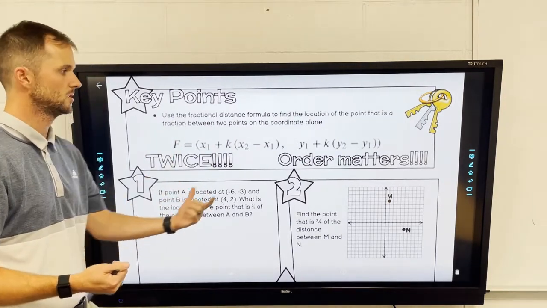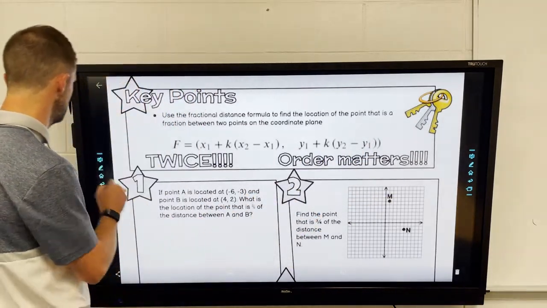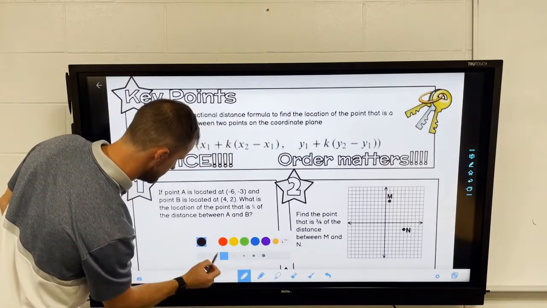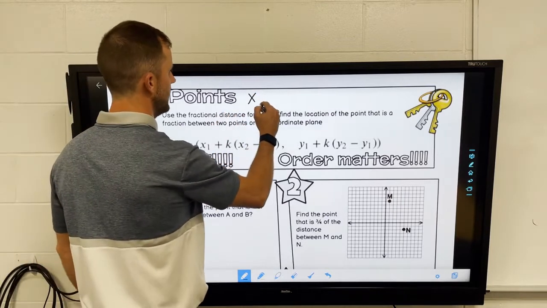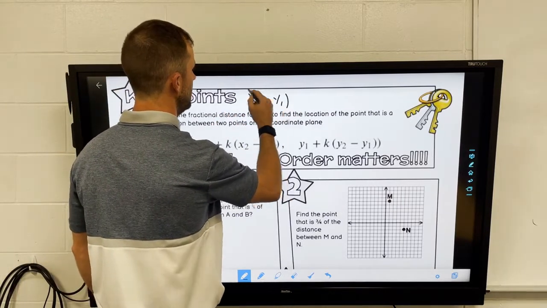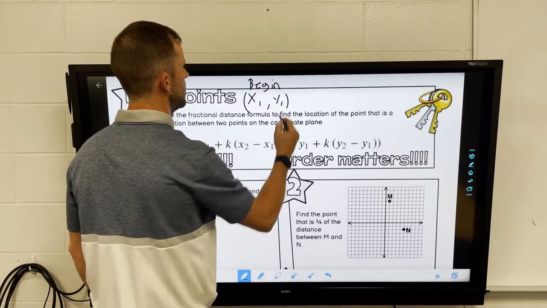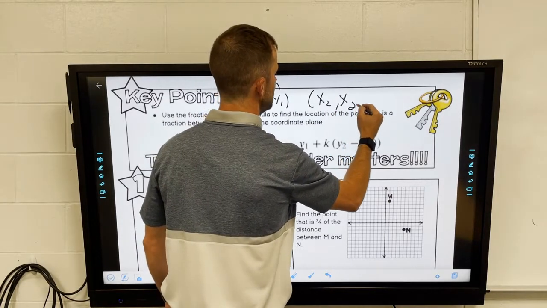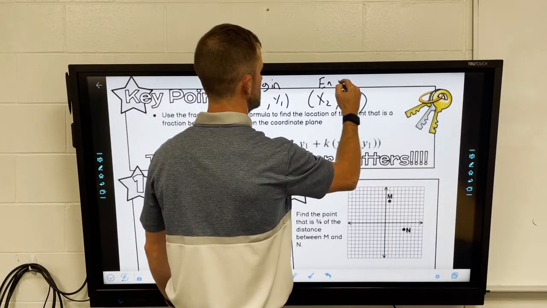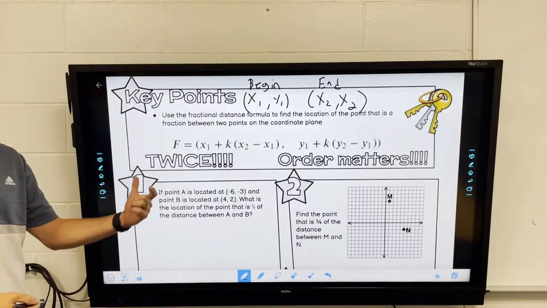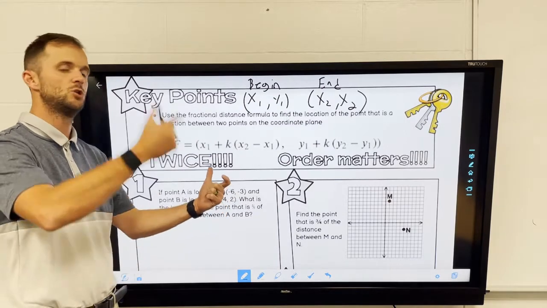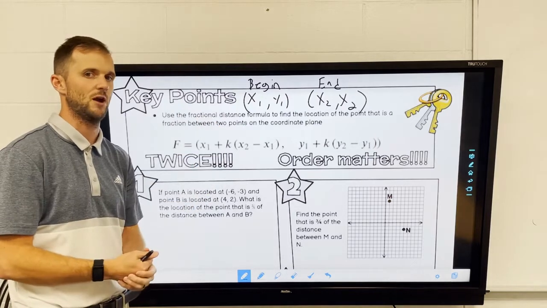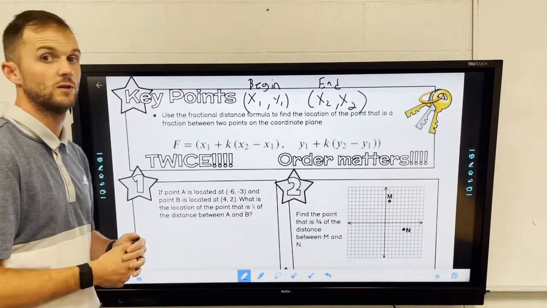So the order does matter whenever we're doing this, because remember, your x1 and your y1 is your beginning point, where you start, okay? And then your x2 and your y2, that's gonna be your end point. So make sure you understand when you're reading the question what your starting point is and what your end point is, and that's what you're plugging into the formula to get from one point to the next to find that fractional distance. So let's jump over to example number 1 so I can show you.